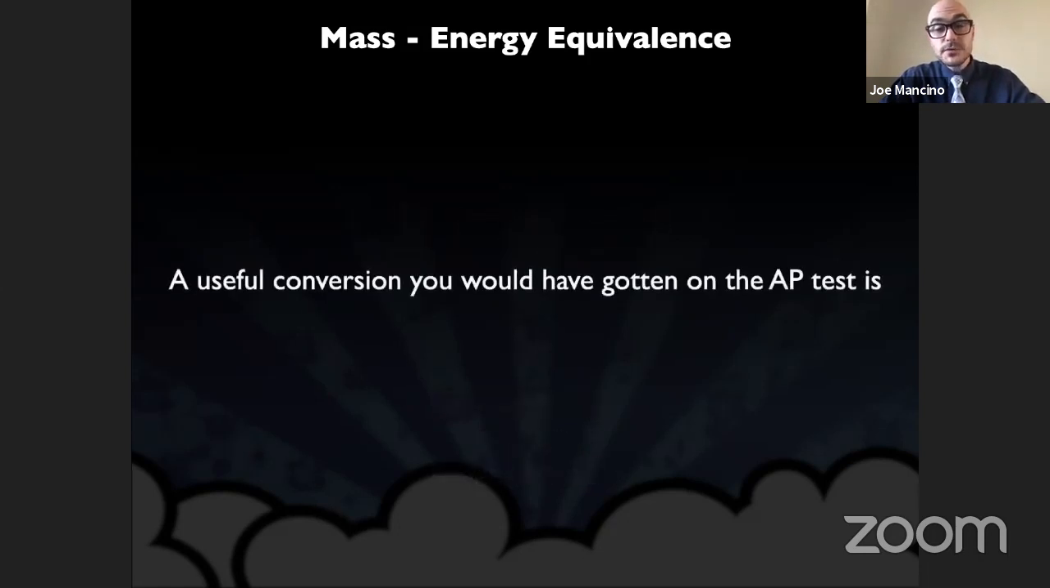Anyhow, a useful conversion you would have gotten had you had this stuff on the AP test is that one atomic mass unit, 1 U, has the energy equivalence of 931 MeV per C squared. MeV per C squared seems like a really weird mass unit. I promise you, MeV per C squared is a mass unit. Here's why.